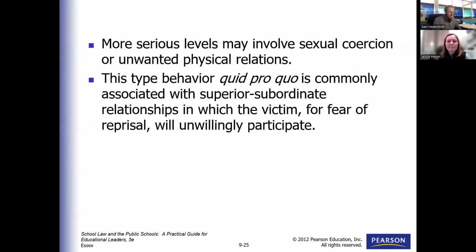And then more serious levels may involve sexual coercion or unwanted physical relations. This type of behavior, quid pro quo, which just means an agreement where both parties receive some sort of service or exchange, is commonly associated with superior subordinate relationships in which the victim, for fear of reprisal, will unwillingly participate in the act. So that's all we got for chapter 9.